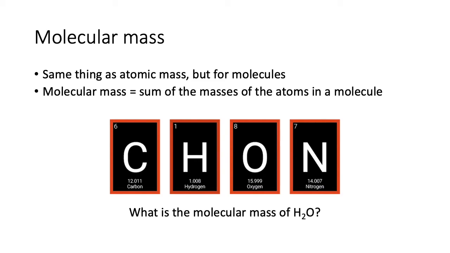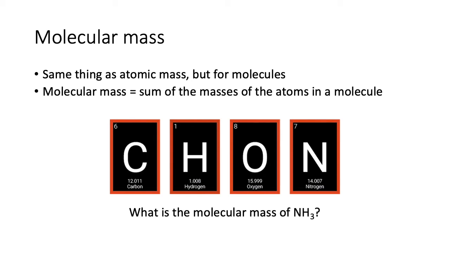So go ahead and try this one. What is the molecular mass of H2O? And you might want to pause. So oxygen, 1 atom of oxygen has a mass of 16 Daltons. 2 hydrogens have a mass of 2 Daltons total. So all told, H2O has a mass of 18 Daltons.